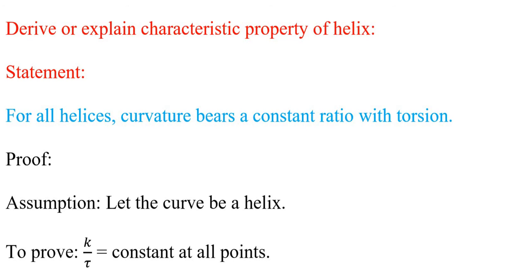The first statement: for all helices, curvature bears a constant ratio with the torsion. So the statement says that kappa by tau is a constant. We know curvature is kappa and torsion is tau. So now we are going to prove kappa by tau is constant. Here let us assume that the curve is a helix. We are going to prove kappa by tau equal to constant at all points.